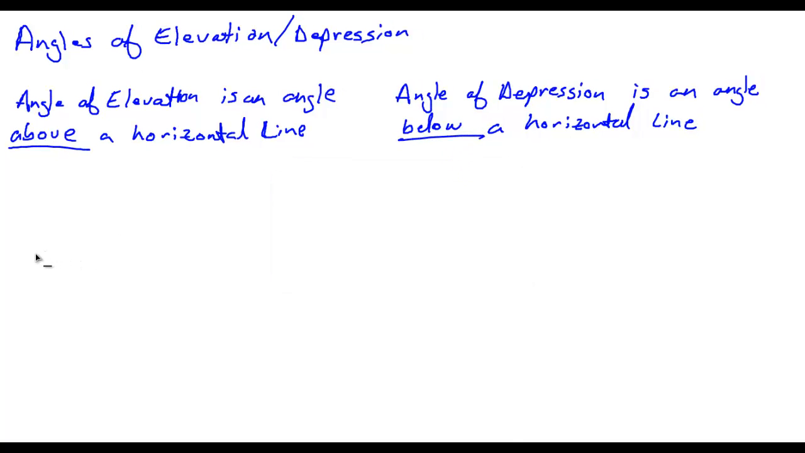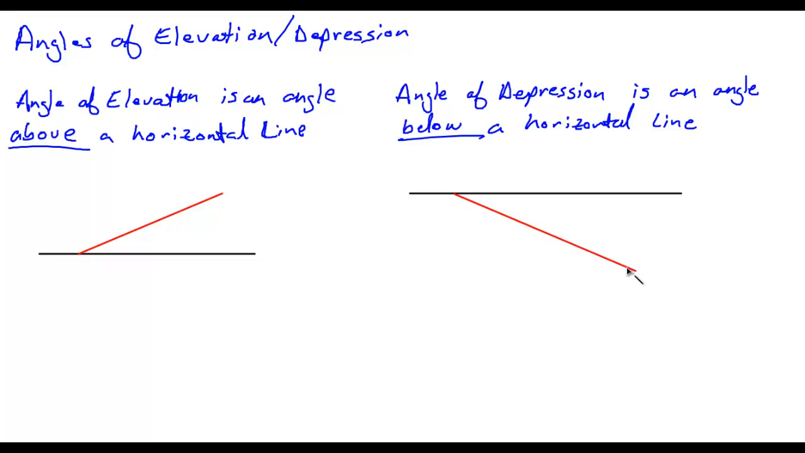So a quick example of what that would look like here. I'll draw a horizontal line, and then I'll draw one over here. An angle of elevation is going to be formed when you have an angle that is above a horizontal line. It comes off of it like that. It's almost like this red line here raised up off of this black line. And an angle of depression is going to be like this, where it's below the horizontal line.